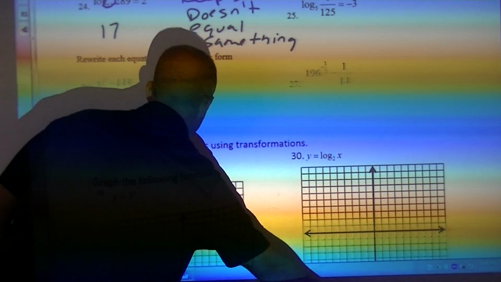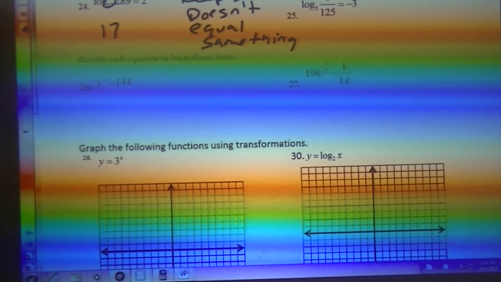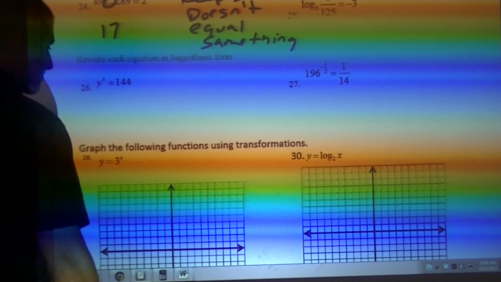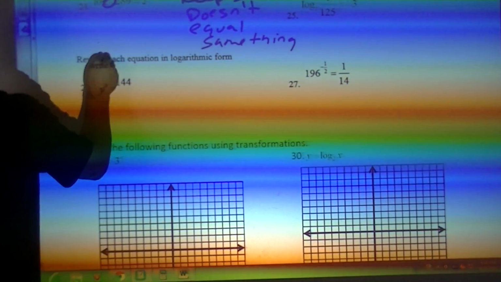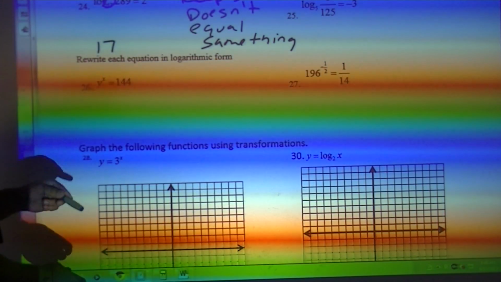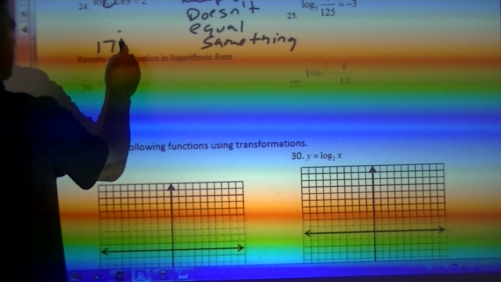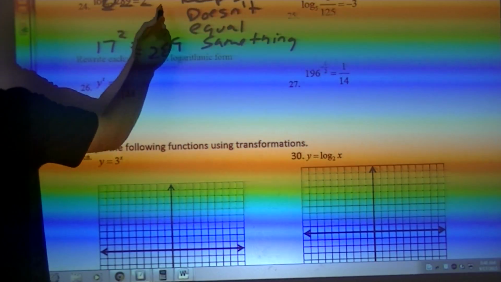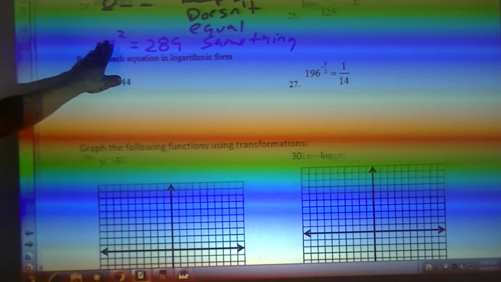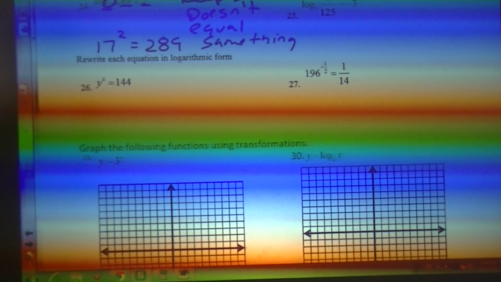Hopefully this can come down so you can see it a little better. I'll move this down as far as I can. So 17, on your paper, equals 2. It won't equal 2 anymore. It will equal 289. So there are 3 parts. Keep the base, can't equal the same thing, so it has to become an exponent.